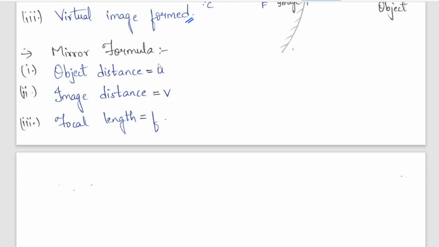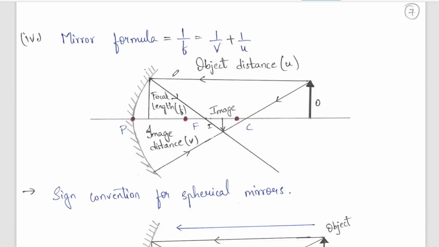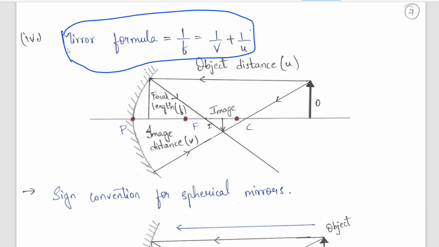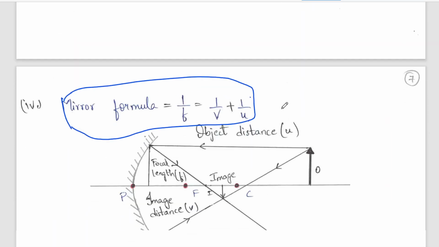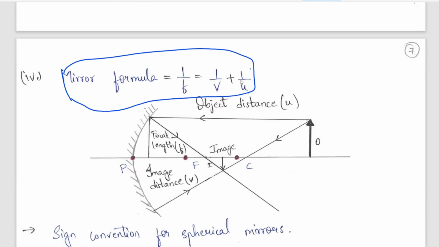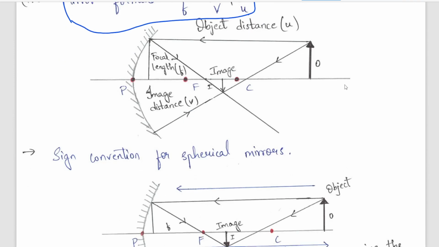Now we will get into the mirror formula. The mirror formula is nothing but 1 by f equal to 1 by v plus 1 by u, where f is focal length, u is object distance, and v is image distance. So this is the mirror formula.